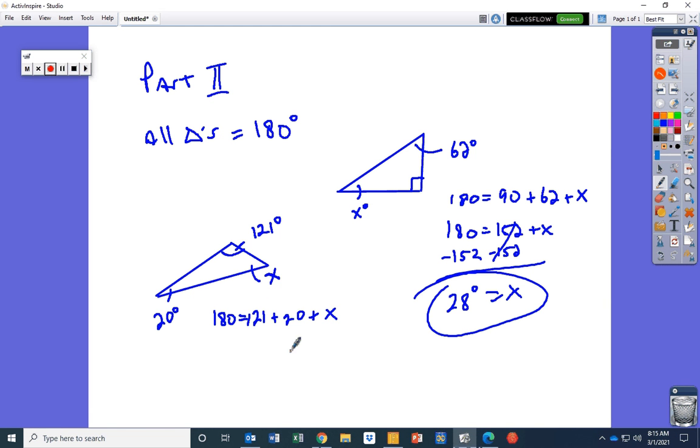Okay? Now, can I combine anything here? Can I combine 121 and 20? That's 141 plus X. Now, how am I going to solve for X? Get rid of 141 on each side. These cancel. What's 180 minus 141? 39 degrees. And what do I do for my final answer? Put a degree mark and circle it.